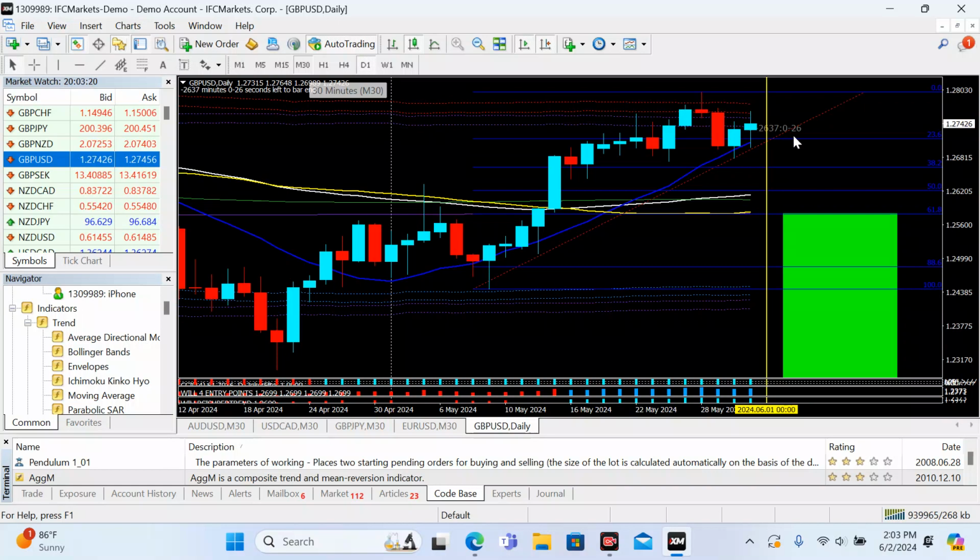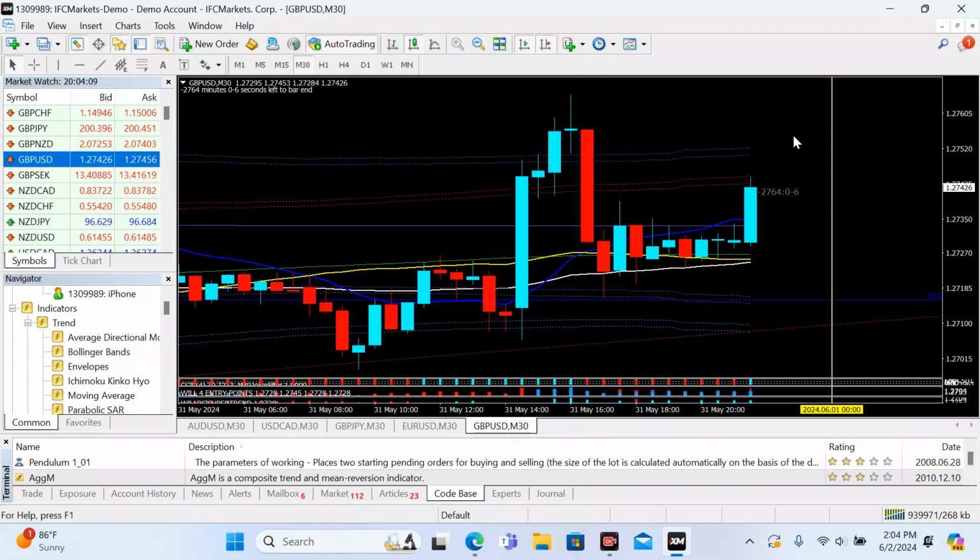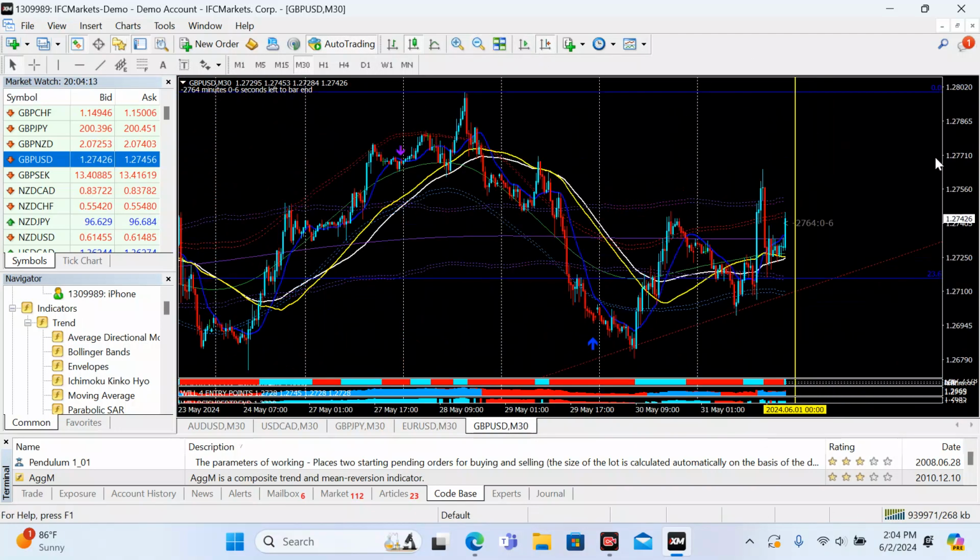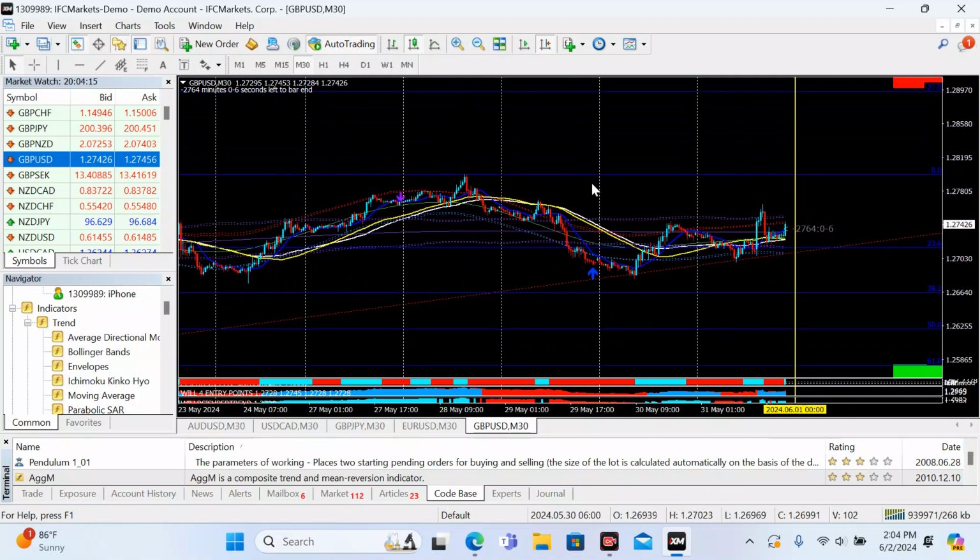Because rule number 1 is the Fibonacci area must be hit. 61.8 or the negative 27, whatever. Like for example, GU. Let's say price goes down and hits the 61.8, right? Boom. So once price hits the 61.8, my next identification is, where are my bands?